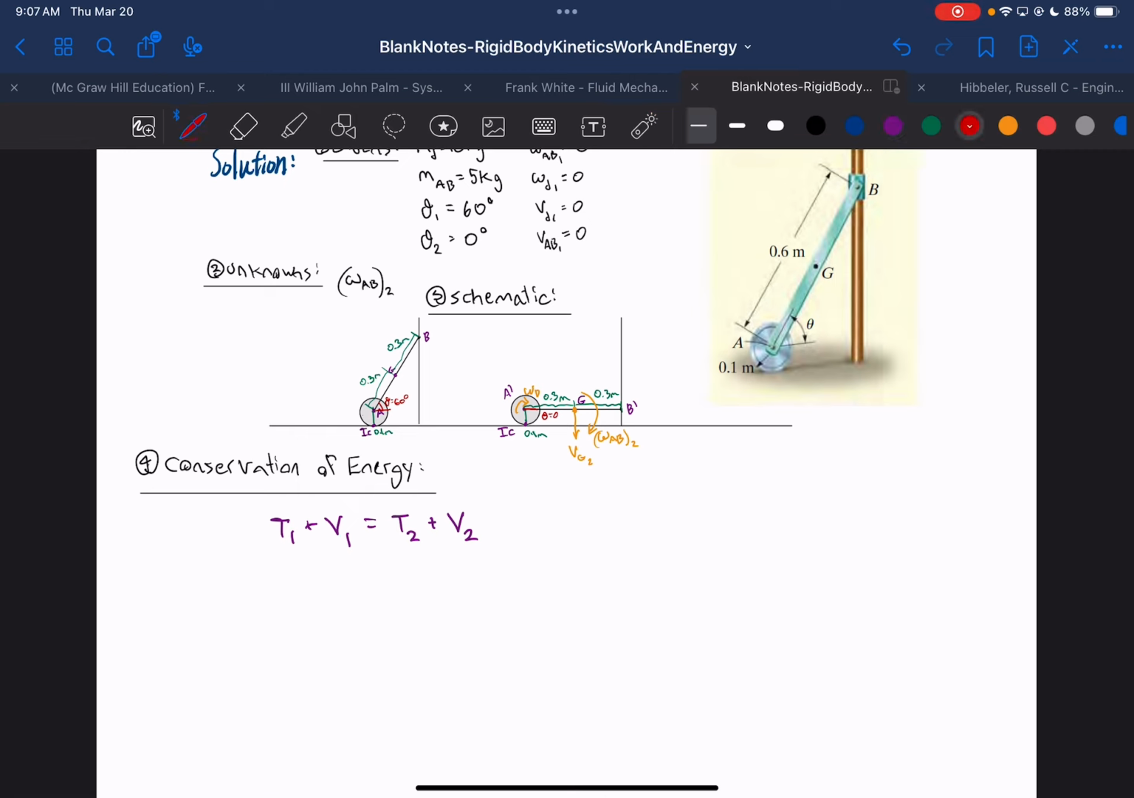No, right? Yes, we do not have kinetic energy because everything's at rest, right? Omegas and V's are 0. Beautiful. Do I have any potential energy in state 1? I do.